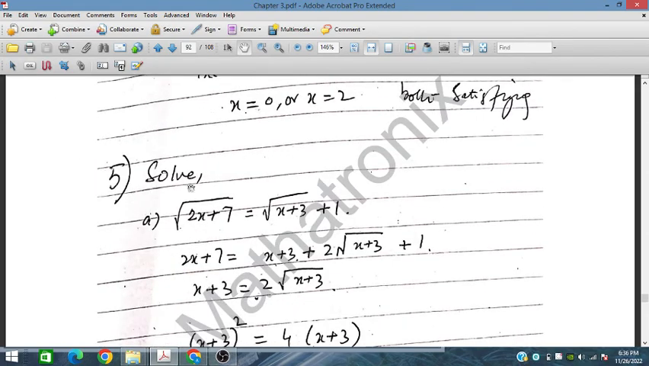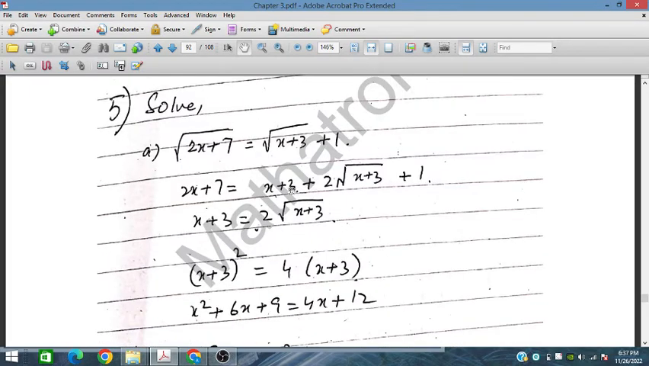Now solving this: 2x plus 7 is equal to under root x plus 3, plus 1. So we have to shift it. We take the square on both sides. So this is 2x plus 7, and this is x plus 3. This is a plus b whole square, a squared plus 2ab plus b squared. So this is 1.